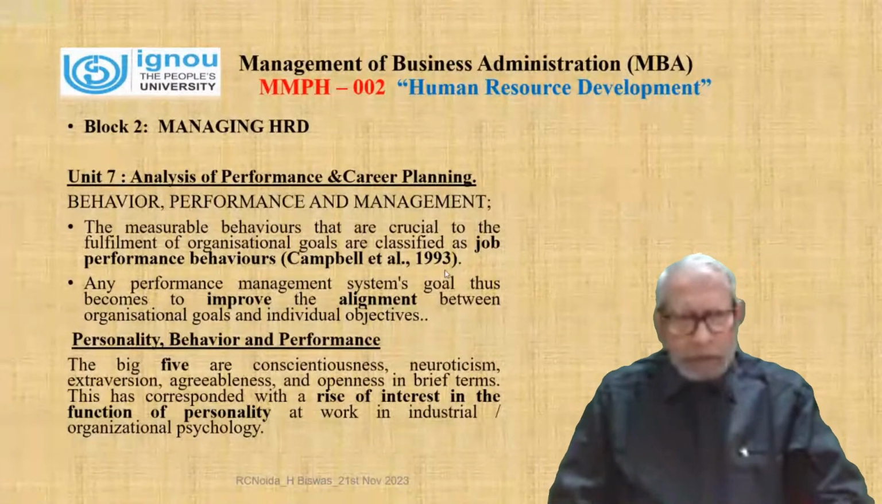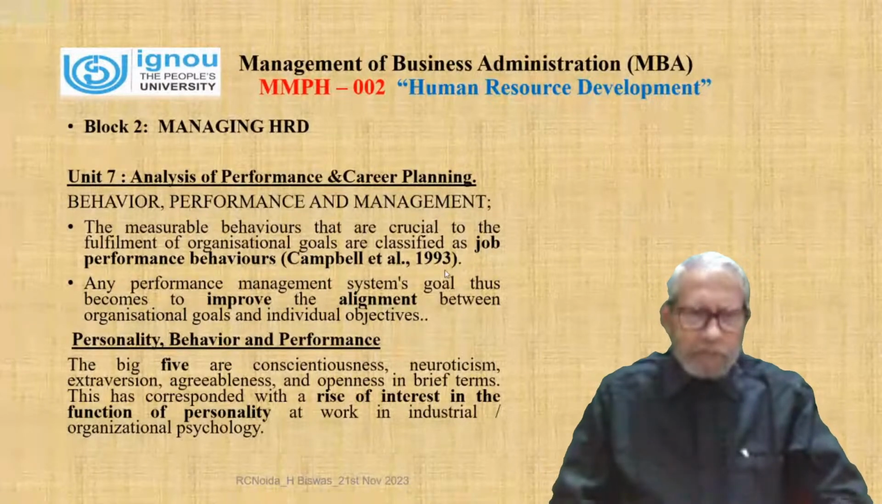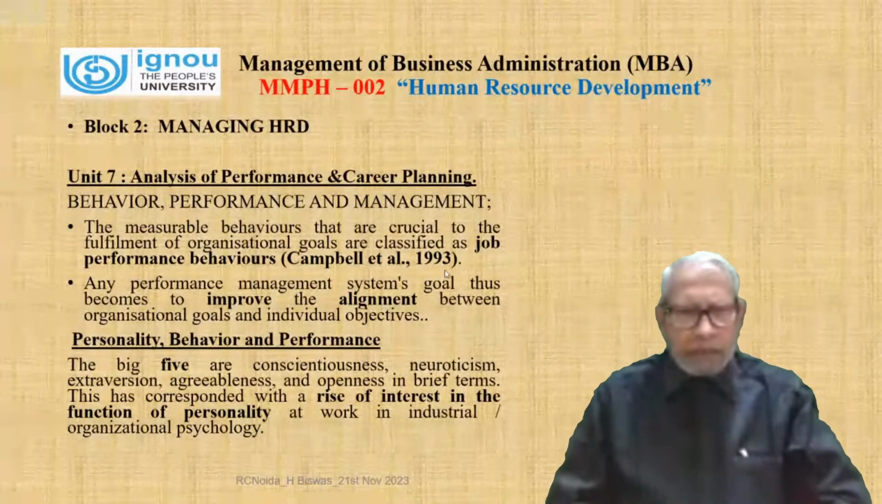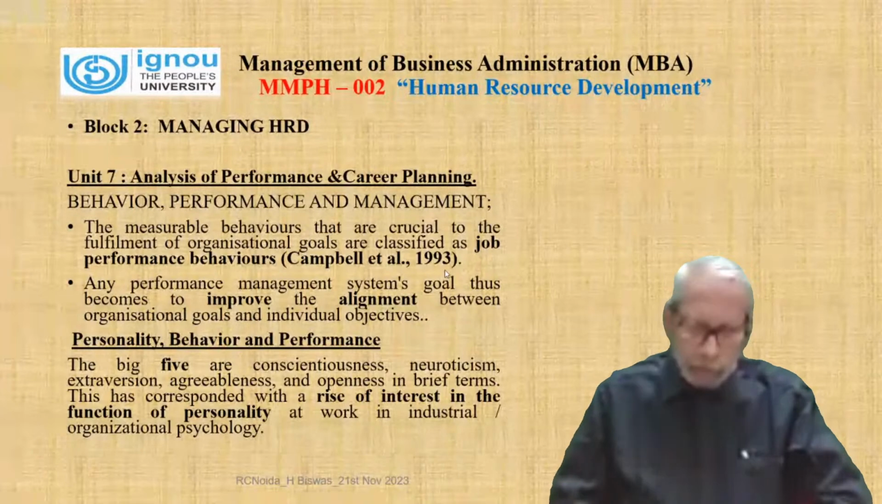Now, personality, behavior and performance. There is the Big Five: neuroticism, extraversion, agreeableness, and so on. This corresponds to the rise of interest in the function of personality, so as to develop the personality, and these are some of its functions.